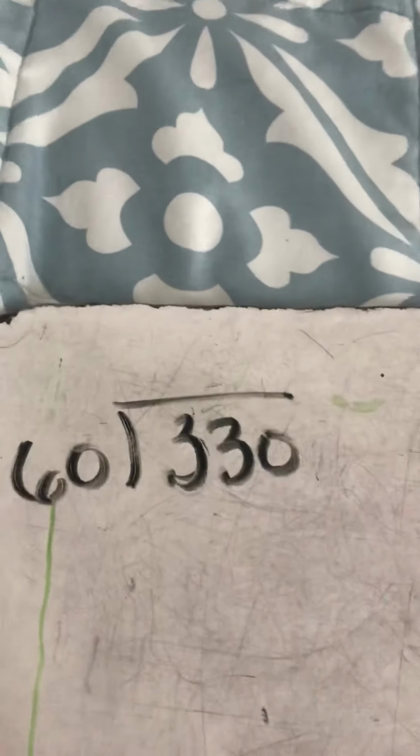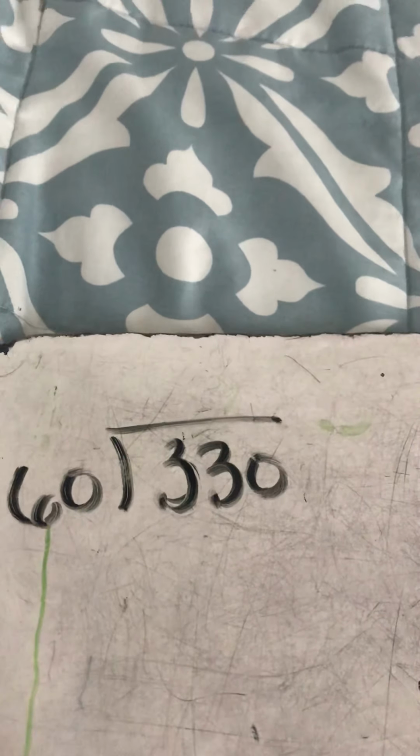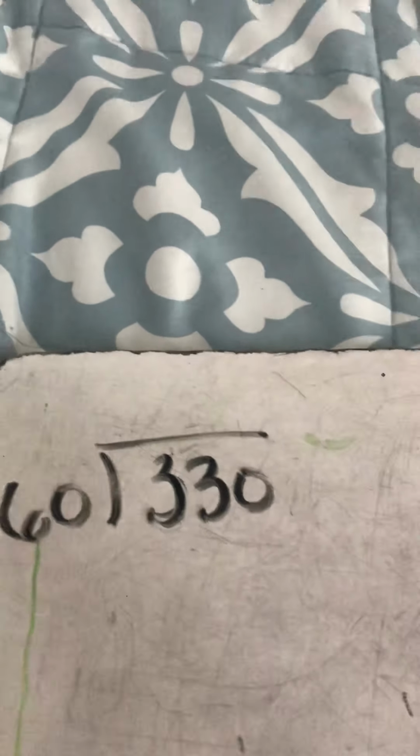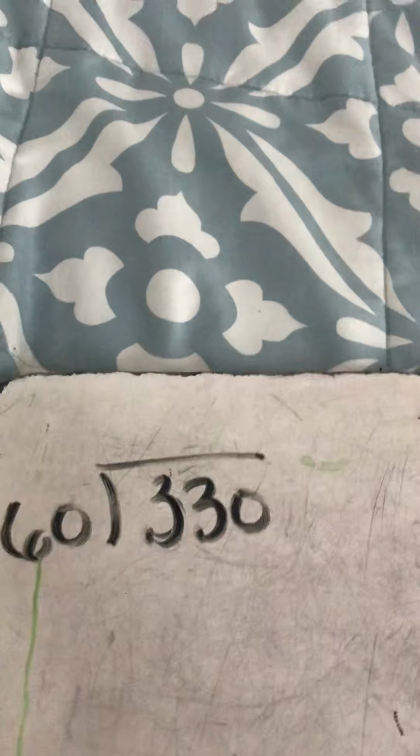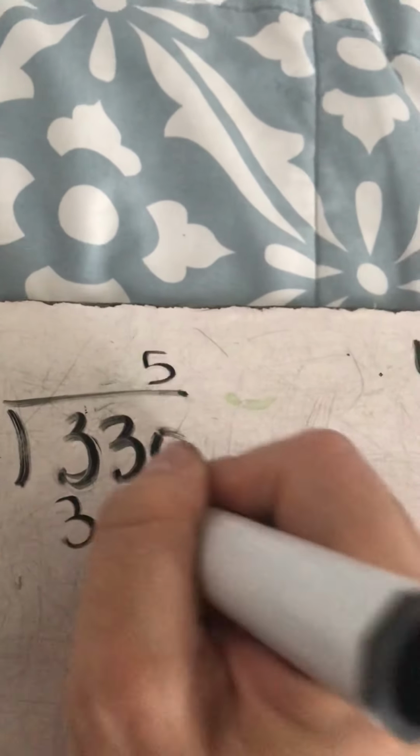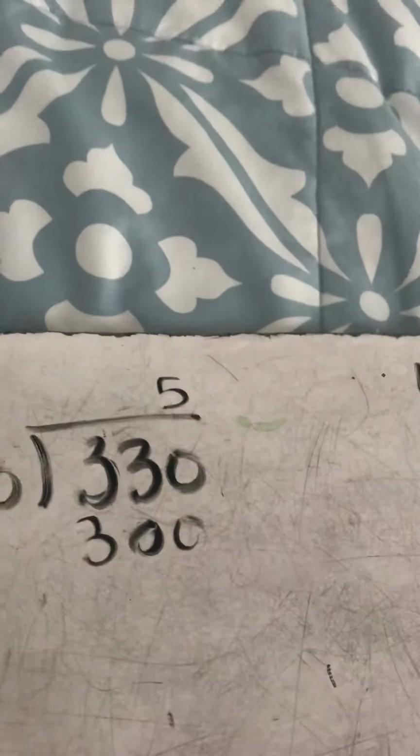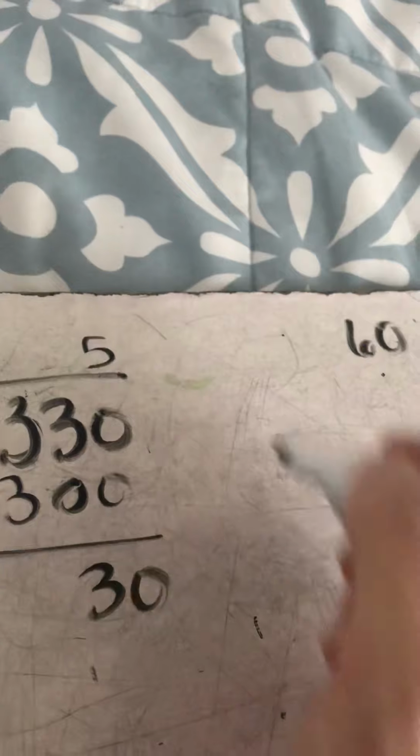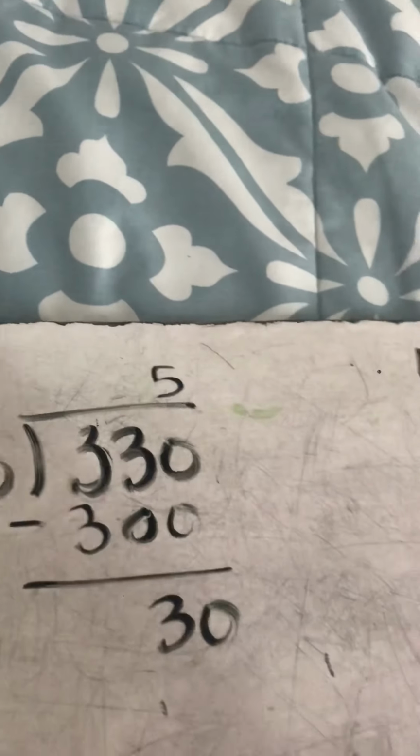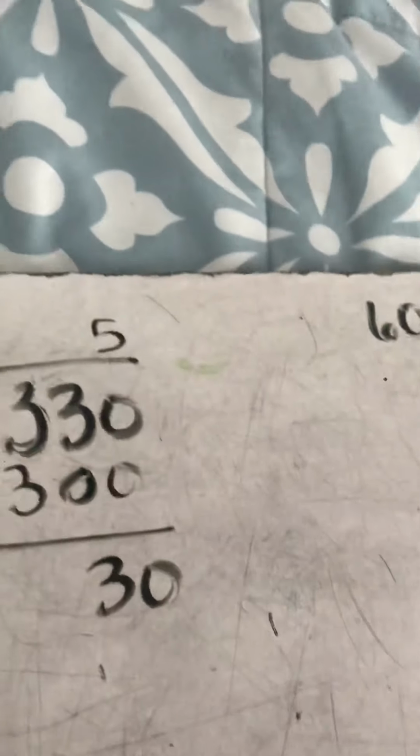60 cannot go into 3, cannot go into 33, but it can go into 330. I know that 60 times 5 will give me 300, because 60 times 6 will be 360. That's too big. So we have 30 left over. So we have 5 minutes and 30 seconds. That would be the answer and how we get number 9.